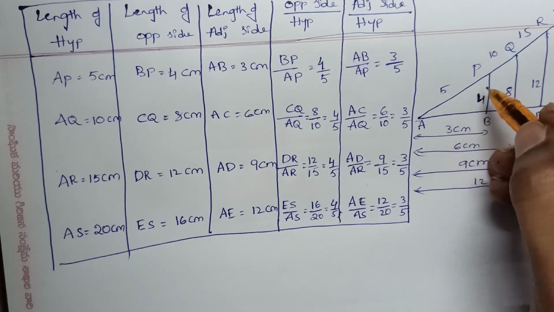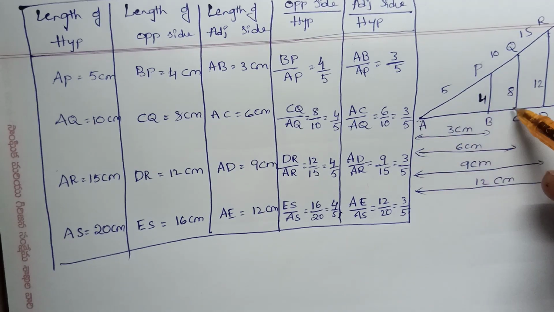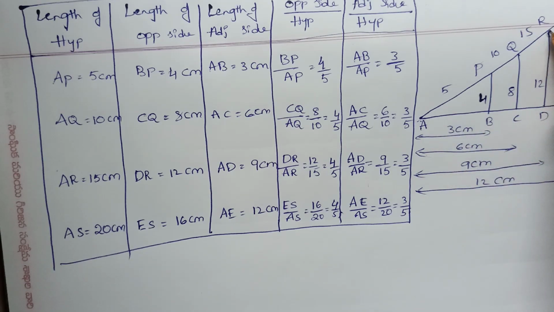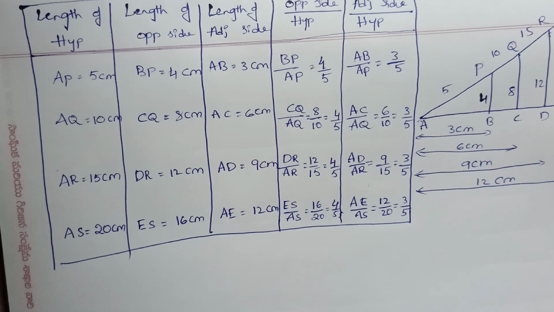ABP is one triangle, and ACQ is another triangle, and ADR is one of the triangles, and AES is another triangle.